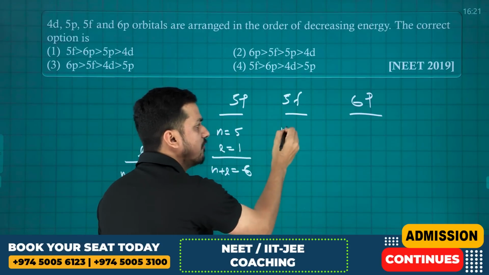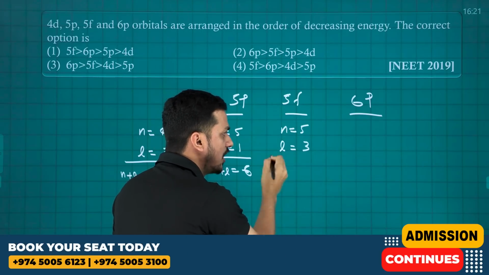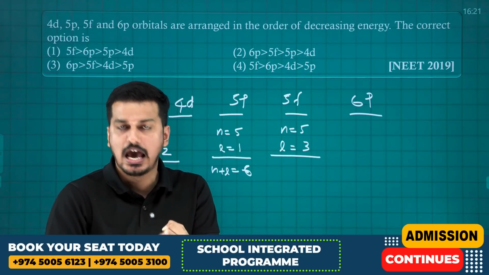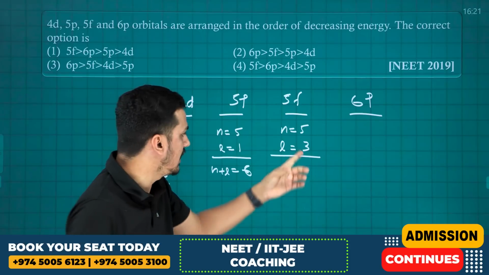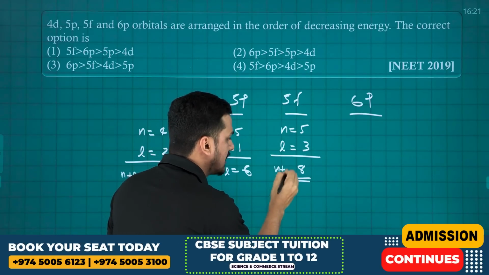What about here? The n value is 5. What about the L value? The L value is 3, because L equal to 0 is S, L equal to 1 is P, L equal to 2 is D, L equal to 3 is F. So while adding, I will get 8. N plus L equals 8.